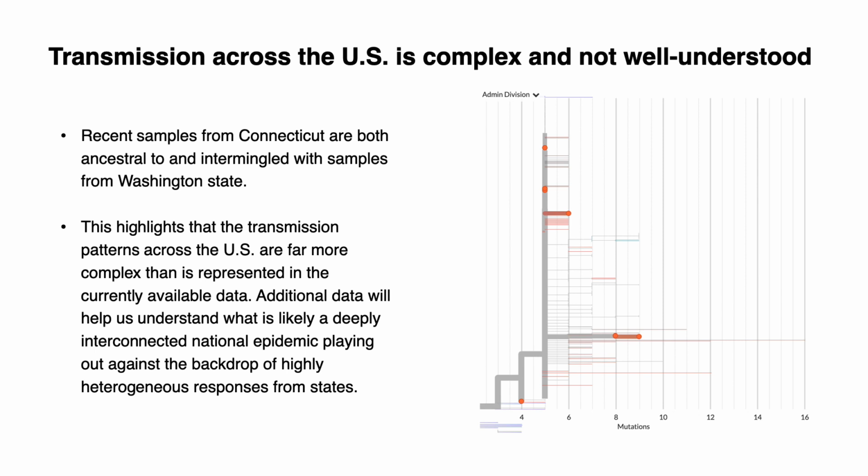This highlights that the transmission patterns across the US are far more complex than it is represented in the currently available data. Additional data will help us understand what is likely a deeply interconnected national epidemic playing out against the backdrop of highly heterogeneous responses from states.